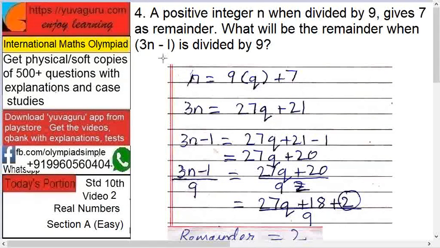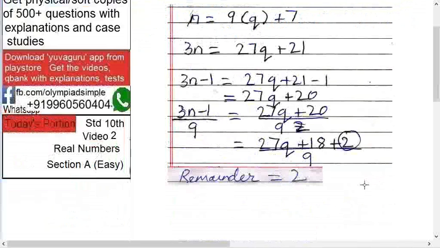Now 3n minus 1 equals 27q plus 21 minus 1, that is 27q plus 20. Now we want to divide by 9. So (3n minus 1) upon 9 equals (27q plus 20) upon 9. Now check these. 27 is directly divisible by 9, so no remainder there. And 20 is 18 plus 2. When you divide, 9 twos are 18, and this 2 remains as it is. It can't be divided, so the remainder is 2. That is the required answer.